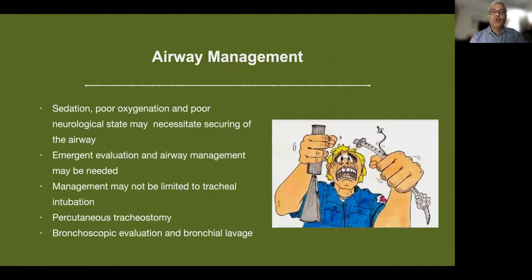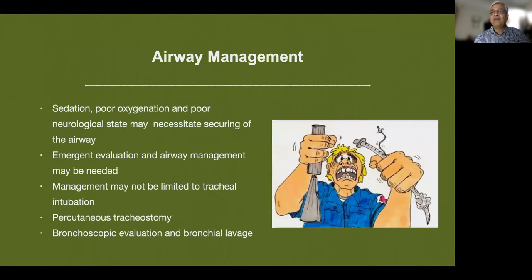Patients in ICU will need airway management. Because of sedation, poor oxygenation because of disease, and poor neurological state, they may need to secure the airway of the patient. What do we mean by securing the airway? That means we put an endotracheal tube or thereafter put the patient on mechanical ventilation. So for that, we need to urgently evaluate the patient and manage the airway accordingly.